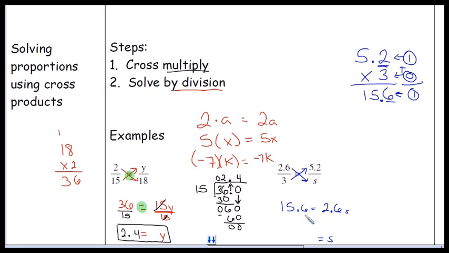The only way I can do that is if I divide by that same number, by 2.6. Because remember, anything divided by itself is just 1, right? And again, this 1 is just a ghost 1 right there. 2.6 divided by 2.6 is just a ghost 1. But I'm not going to write that ghost 1 because it's implied to be there. So those two cancel out.